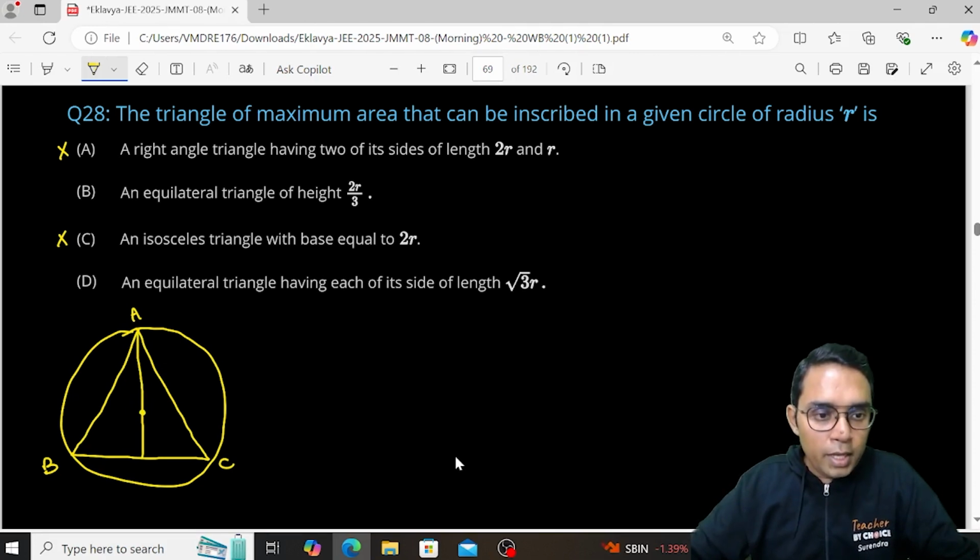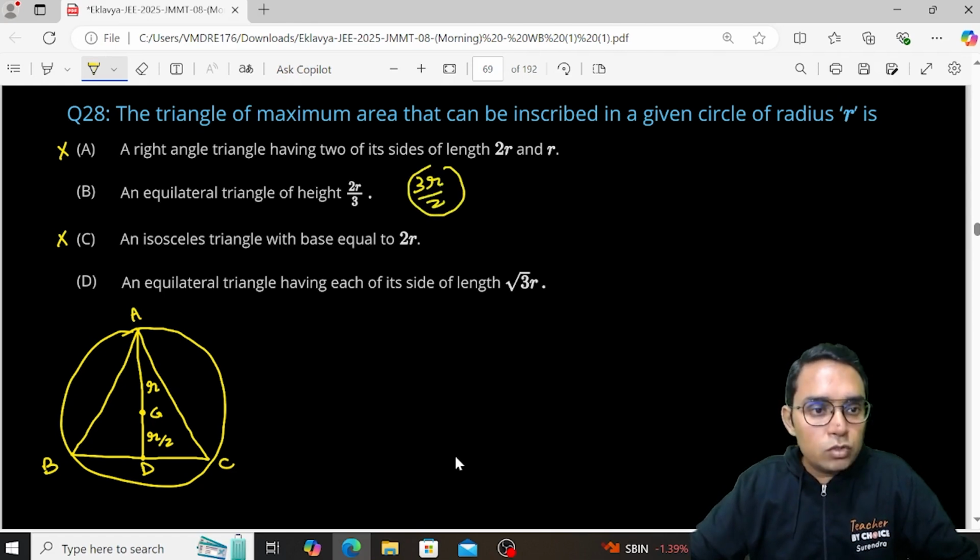So from center to A, the distance will be r. From center to this base, this will be r by 2, because this is actually also one median, in which centroid divides AD in the ratio 2:1. So this height of this triangle has to be r plus r by 2, that is 3r by 2. Whereas they are saying it has to be 2r by 3. So this B also seems wrong. So only D option is correct.